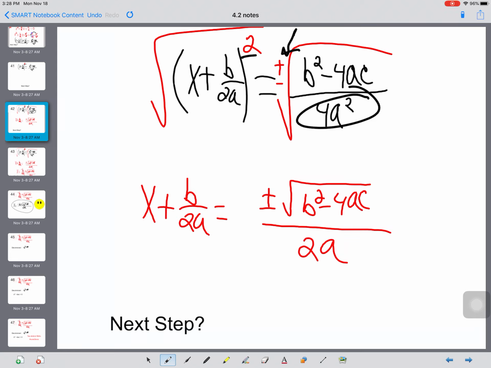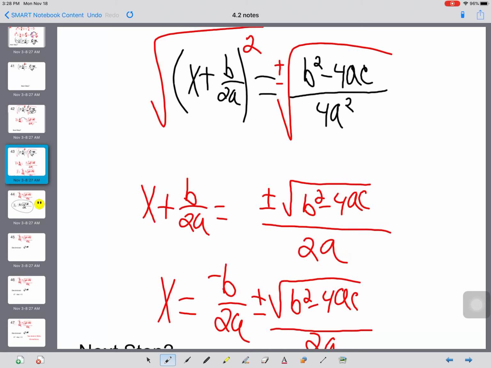4a squared, that's a perfect square. The square root of 4a squared is 2a. Don't forget the plus and minus. And then we're going to add this constant to the other side. And notice that they have common denominators, so they'll be able to be added together and written as one big old fraction. So x equals the opposite of b, plus and minus the square root of b squared minus 4ac, all over 2a.